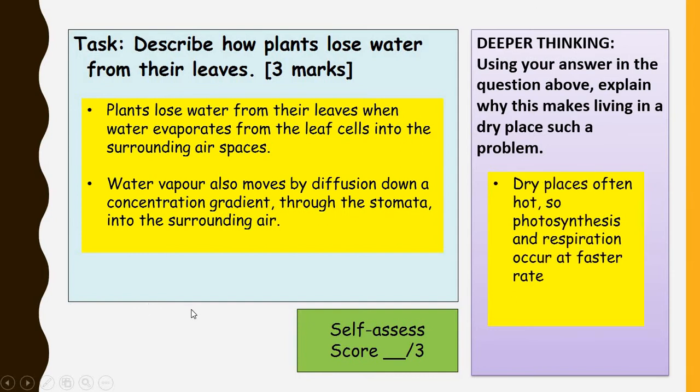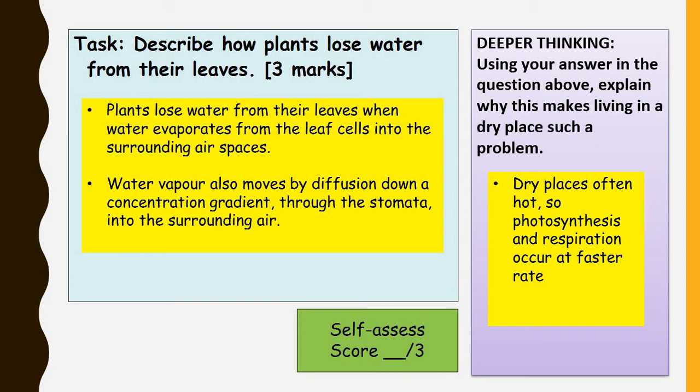Okay, so just going through the answers here then. Describe how plants lose water from the leaves. Plants lose water from the leaves when water evaporates from the leaf cells into the surrounding air spaces. Water vapor also moves by diffusion down a concentration gradient through the stomata into the surrounding air. And it's good to bring in that key word of stomata there. That is how the water is lost. And evaporation there is another key word.